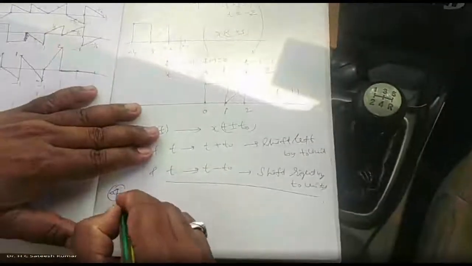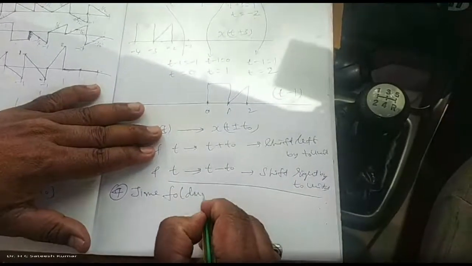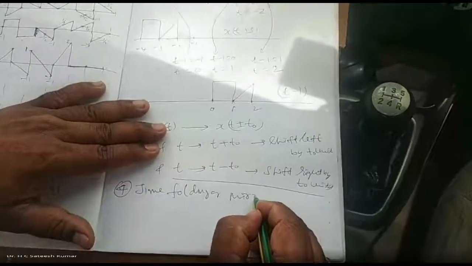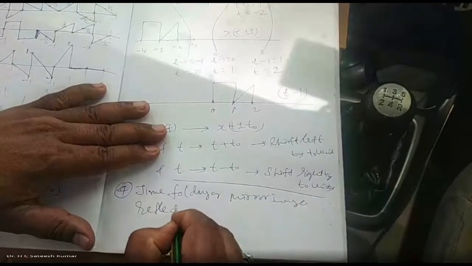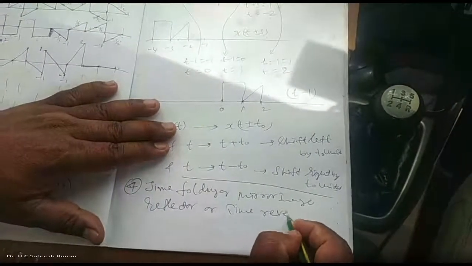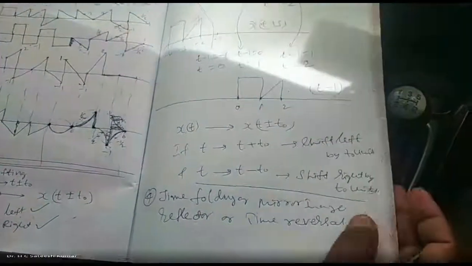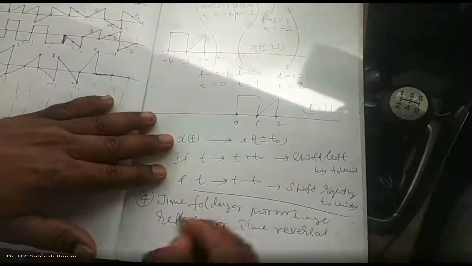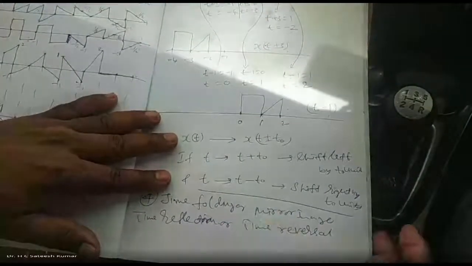Fourth property, time folding or mirror image or reflection or time reversal. So these are the different names for the time folding, okay, or time reflection, mirror image, time reflection. These are the different names. What exactly the meaning of it?